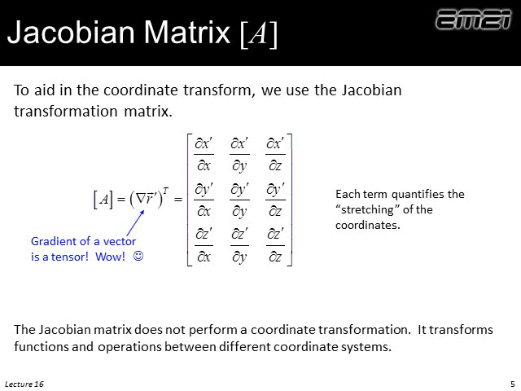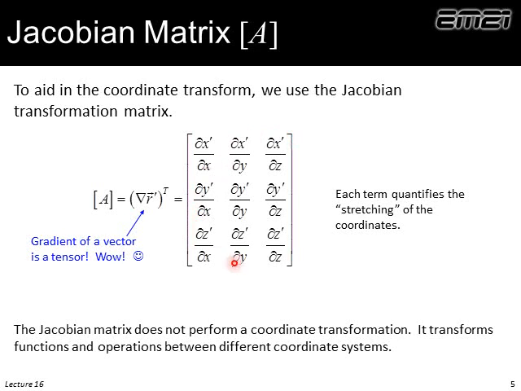The big thing that we are going to make use of to transform our coordinates is something called the Jacobian matrix. And in fact, the Jacobian matrix doesn't really perform a coordinate transform, but if we have functions that are a function of position, and we want to transform them into a new coordinate system, that's when we use the Jacobian. So the Jacobian is not directly doing a coordinate transform, it transforms functions between coordinate systems. So we'll call it A, and in a three-dimensional world, it's a 3x3 matrix.